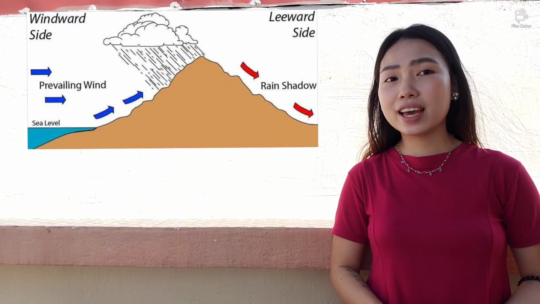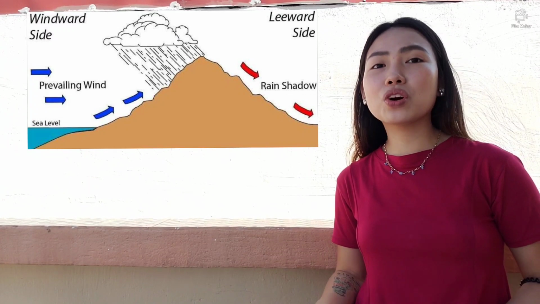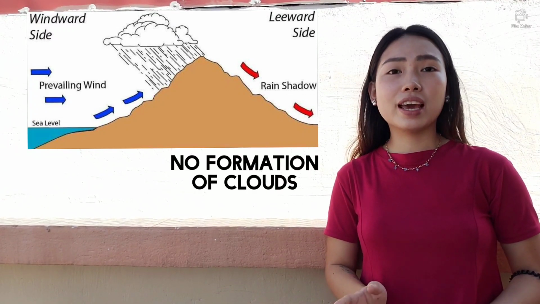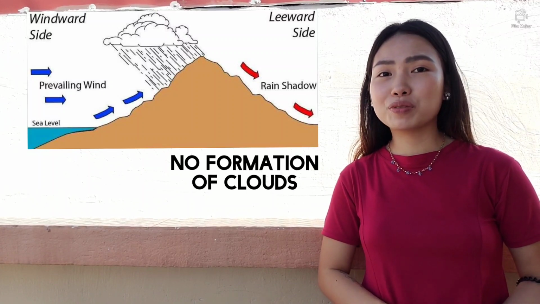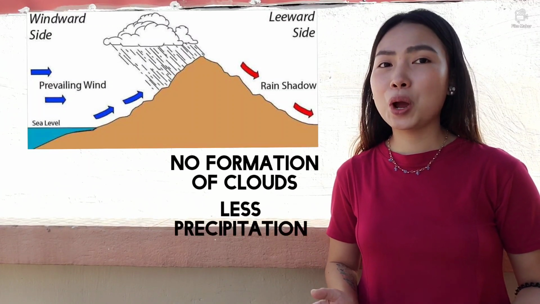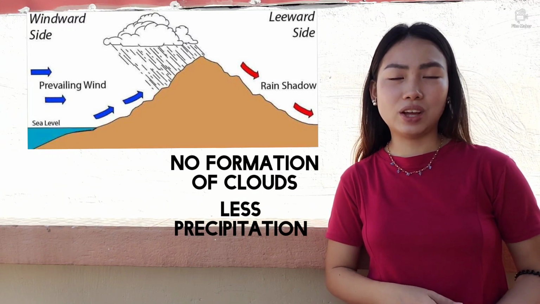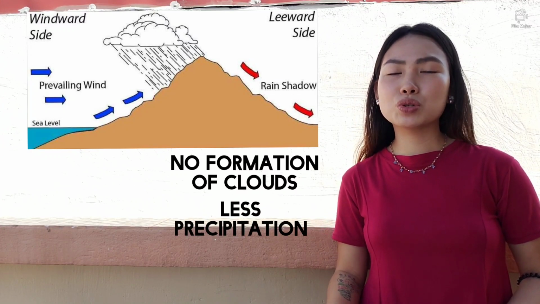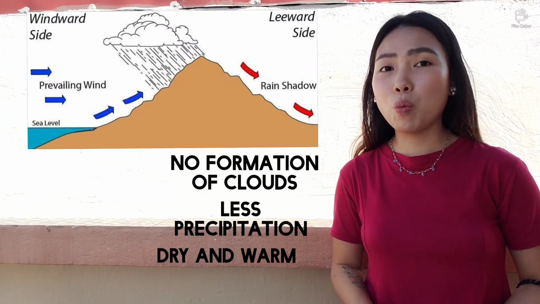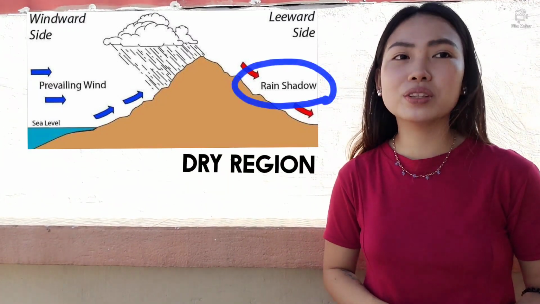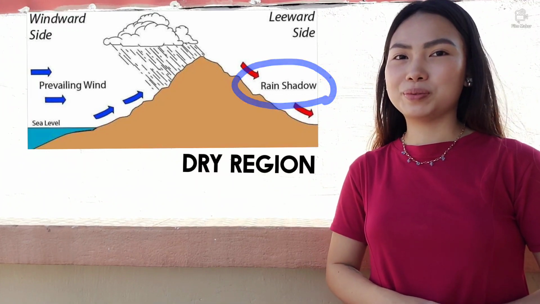While on the other hand, on the leeward side of the mountain, there will be no formation of clouds. And since there is no formation of clouds, it has less precipitation. Hindi masyadong umuulan sa leeward side. On this leeward side, it is usually dry and warm. And the dry region on the leeward side is called rain shadow.